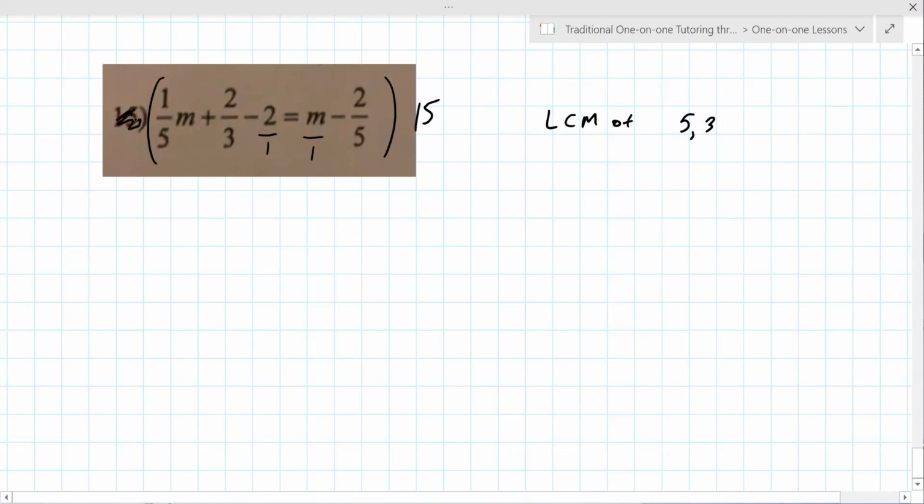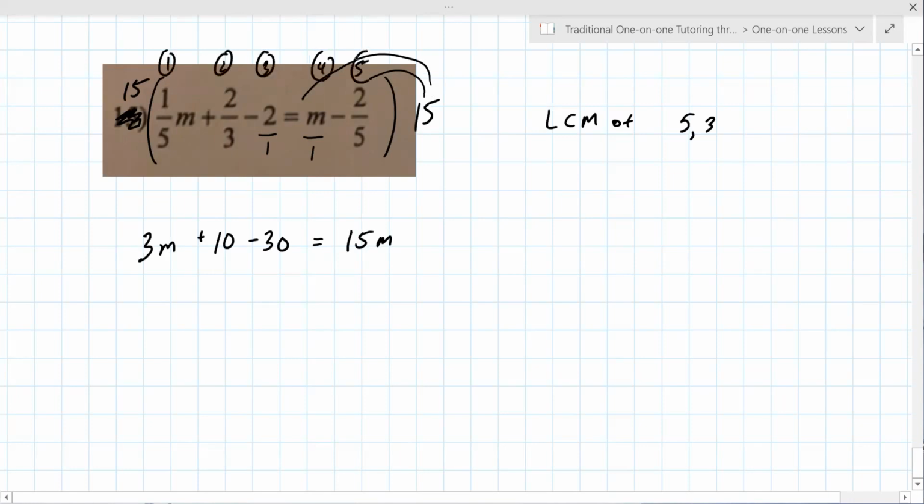Okay, so this is 3m plus 10 minus 30 equals 30. 15m. Wait, why would that be 15m? Because you've got to multiply everything. Oh, right. 1, 2, 3, 4, 5 terms here. I don't know why I was thinking it had to be 30. I think it was just because he said 30 before for whatever reason. Okay, so now I would combine like terms.